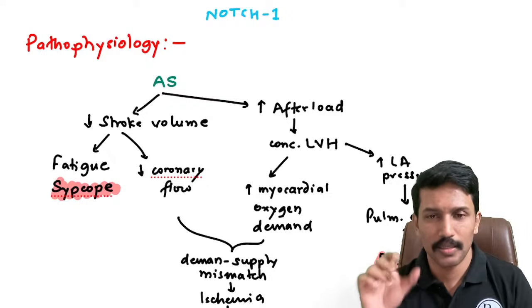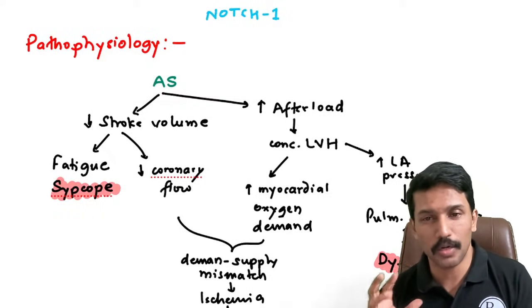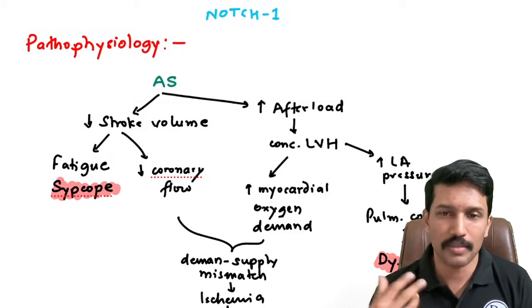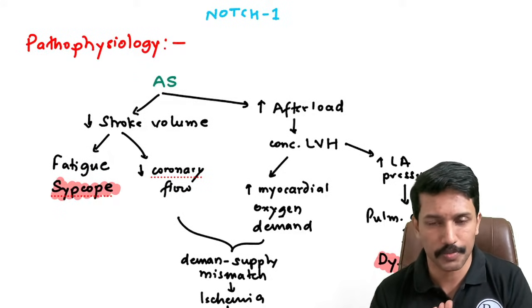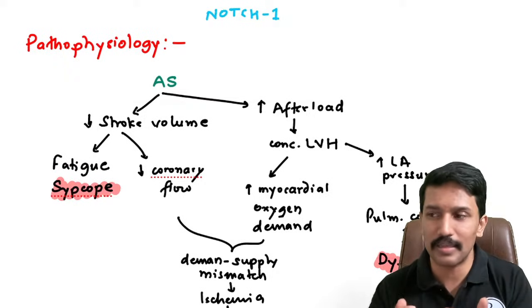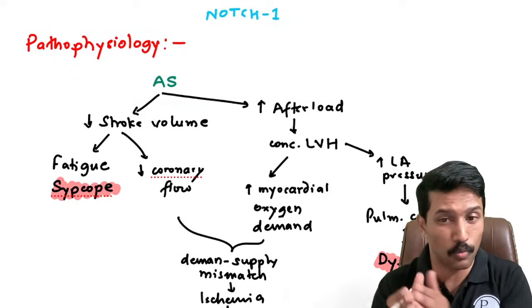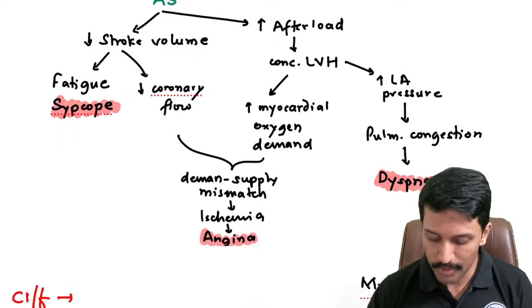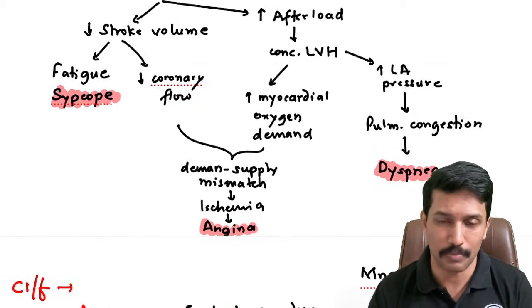And on the other hand, the narrow opening also creates more burden on the left ventricle to push. That increased burden is increased afterload, and increased afterload results in concentric LVH. The concentric LVH means that the more the muscle mass, more is the blood supply demand, which cannot be met because of low stroke volume. So we end up with angina as a symptom.